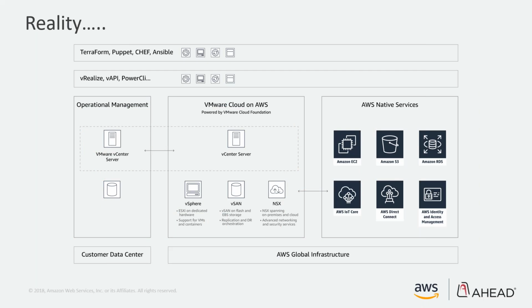And this chart really identifies the power and the benefit of using VMware Cloud. You get all the same tools, but you get access to the native AWS services. So the AWS IoT platform to integrate and extend all your edge devices. You've got access to EC2 and S3 for nearly infinite compute and storage capacity.